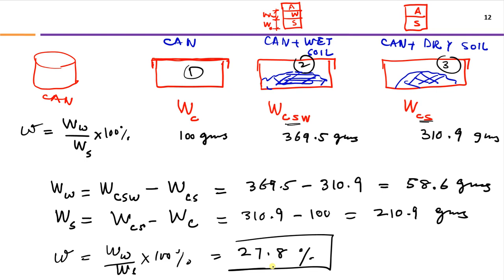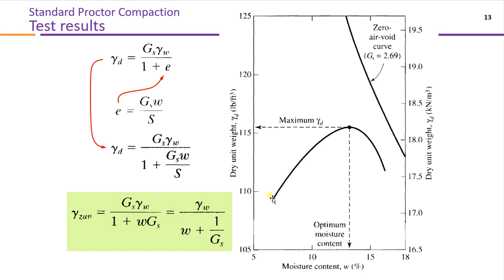Okay, so then let's look here. If you look at this diagram, this bell-shaped curve shows us that the density is going to first increase, and then after the optimum water content it is going to decrease. So this is that optimum water content, and this is the maximum unit weight. So if you remember, we studied this in the chapter on phase relationships.